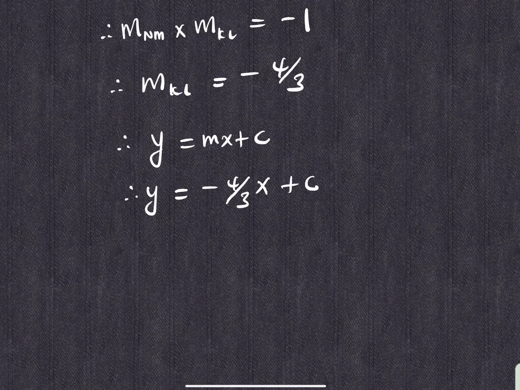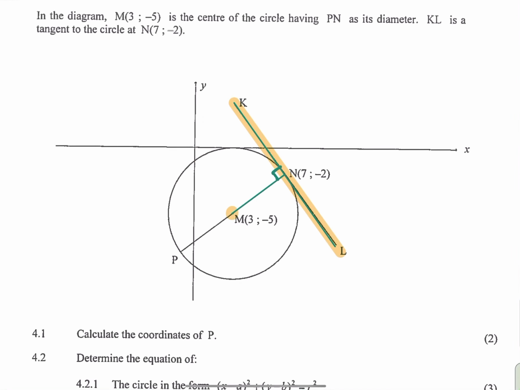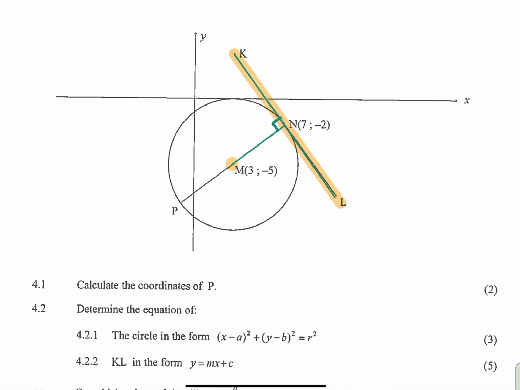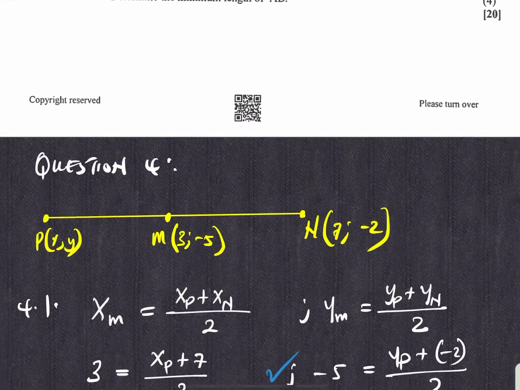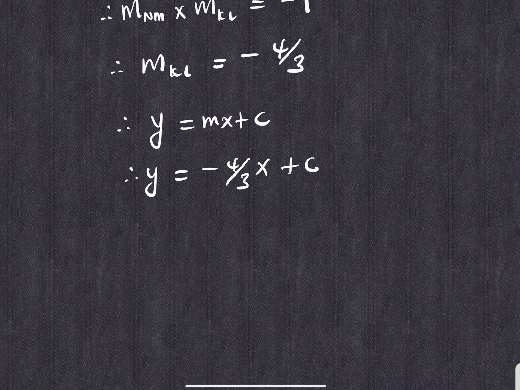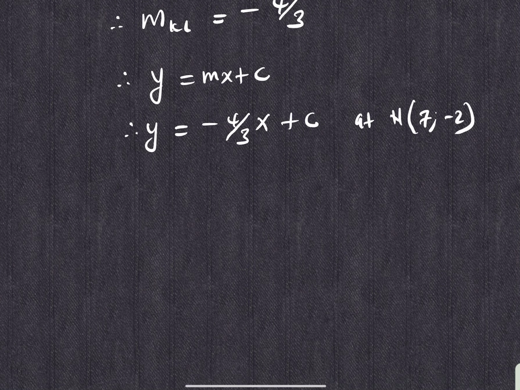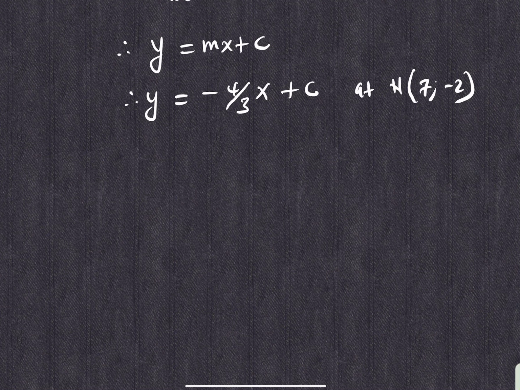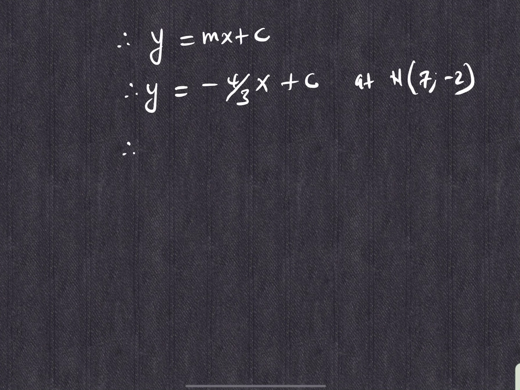You have to pick at least one point that the line passes through. So the tangent passes through 3 points, that is K, N, and L. But K and L are very useless points at this moment. So you can choose the point N to get the value of c. That is to say that at N, what is N? N is (7, -2). So I'm going to plug that point into this equation. Let's see what we get. We get -2 equals -4 over 3 into x, x is 7, plus c.